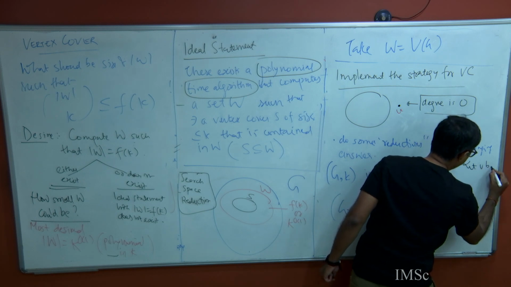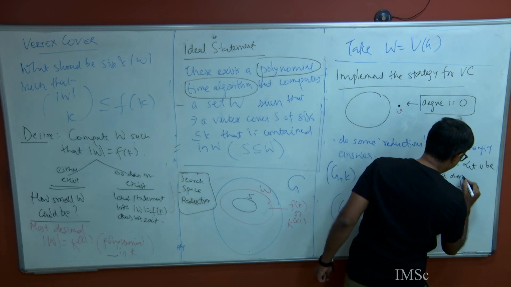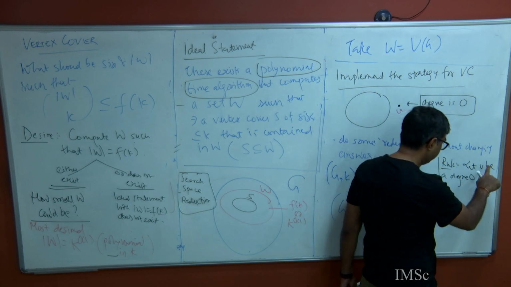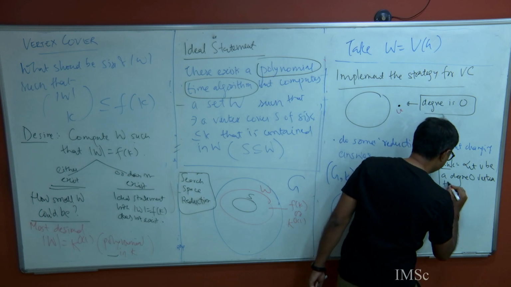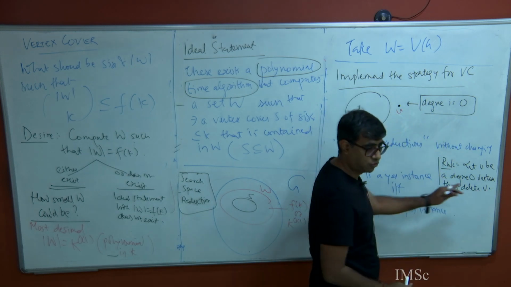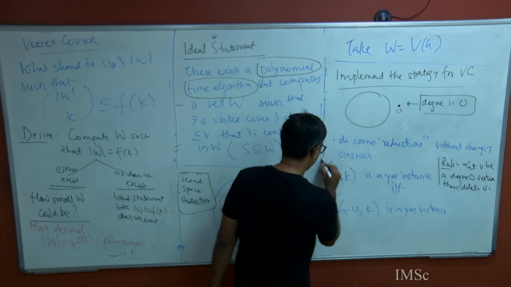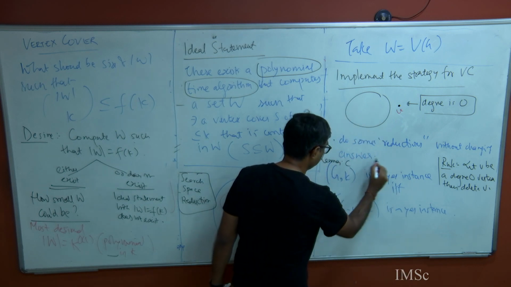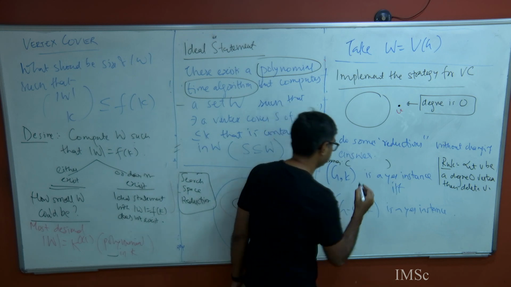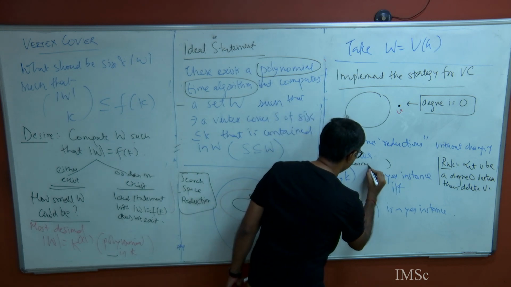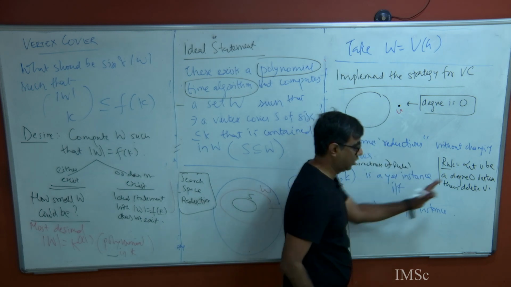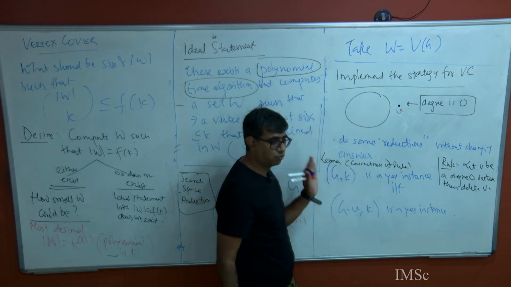Let V be a degree 0 vertex, then delete V. So, this is a rule, and what will this lemma give us? Correctness of the rule. Whenever you apply your rule, you also need to prove that your rule is correct.